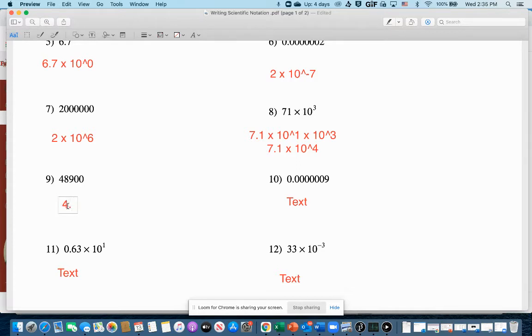48,900. So I'm going to go 4.89. I move my decimal over 1, 2, 3, 4. So that's going to be times 10 to the 4th.